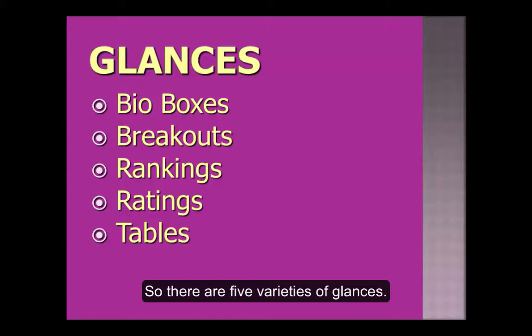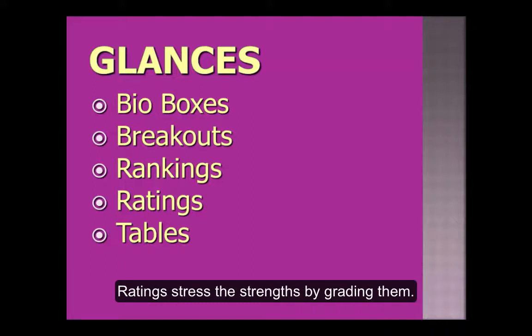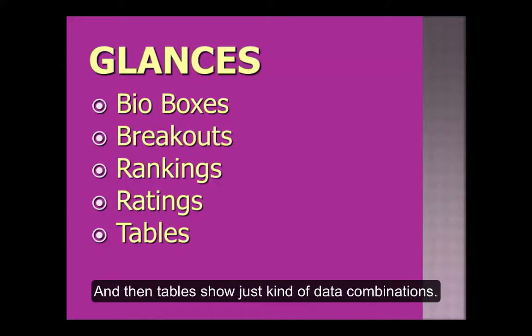So there are 5 varieties of glances. They are bio boxes, breakouts, rankings, ratings, and tables. And we're going to go through each one of these in a little bit more detail. But to give you an overview, bio boxes stress a person's accomplishments. Breakouts stress the key points of a lengthy text. Rankings stress the relative strengths of an item in a list. Ratings stress the strengths by grading them. And then tables show data combinations.